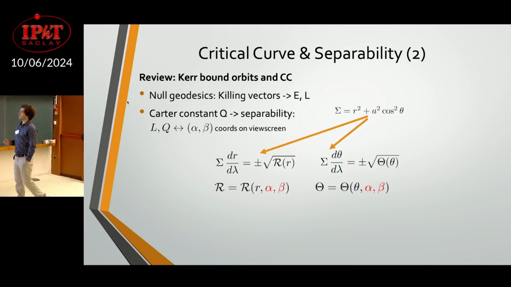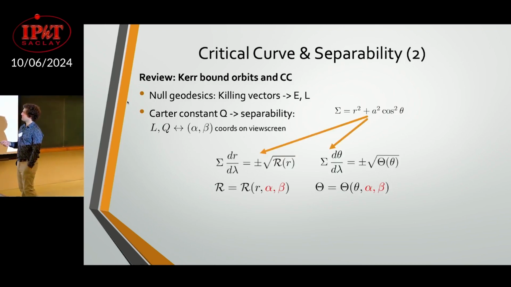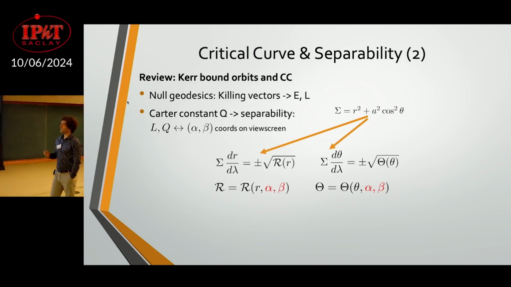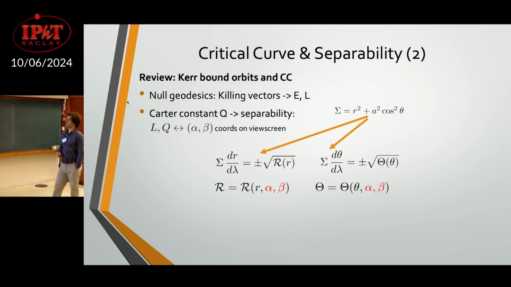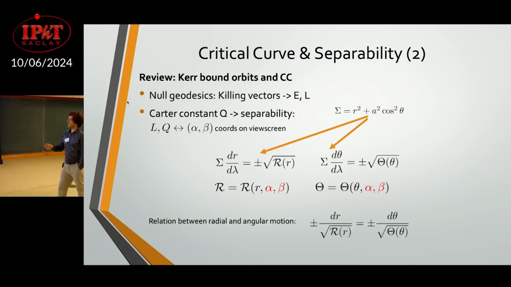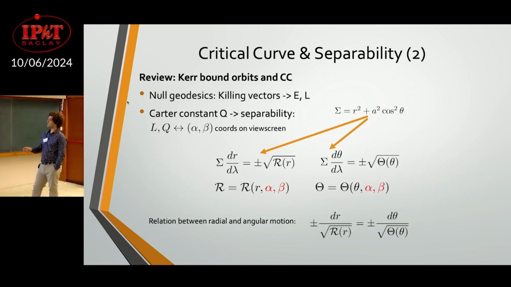So what happens in Kerr is that separability means I can write the radial and the angular, the theta, equations of motion as two separate equations that don't couple to each other. The evolution of the r coordinate and the evolution of the theta coordinate are governed by the radial and angular potentials. In particular, the radial potential is only a function of r and the coordinates on your view screen, so different geodesics have different radial potentials. This also allows us to write down very nice relations saying an infinitesimal radial motion is related to some infinitesimal angular motion.